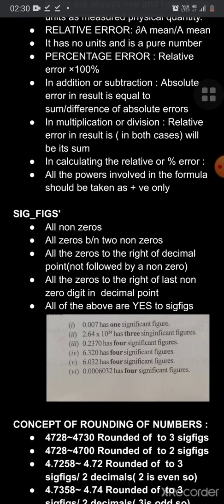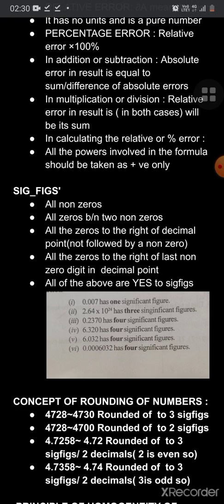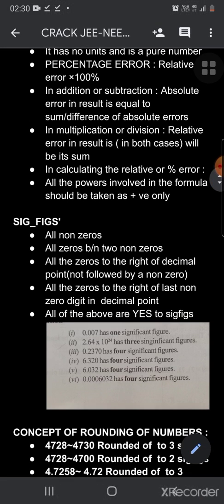In addition or subtraction, absolute error in the result is equal to sum or difference of absolute errors. For example, we have 2 physical quantities that are measured. In order to add these 2 measurements, in this case, the absolute error in the result is equal to the sum of absolute errors in the individual measurements. In the same way, in order to subtract the measurements, the resultant error is the difference of absolute errors of individual measurements.